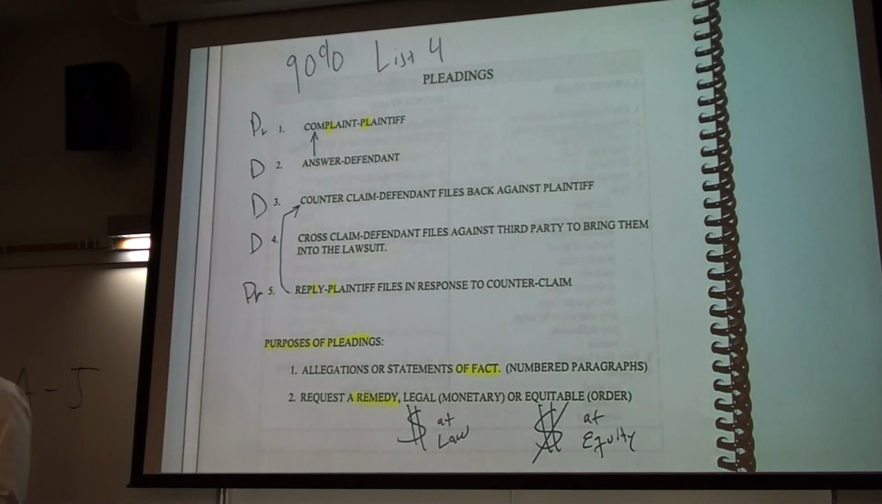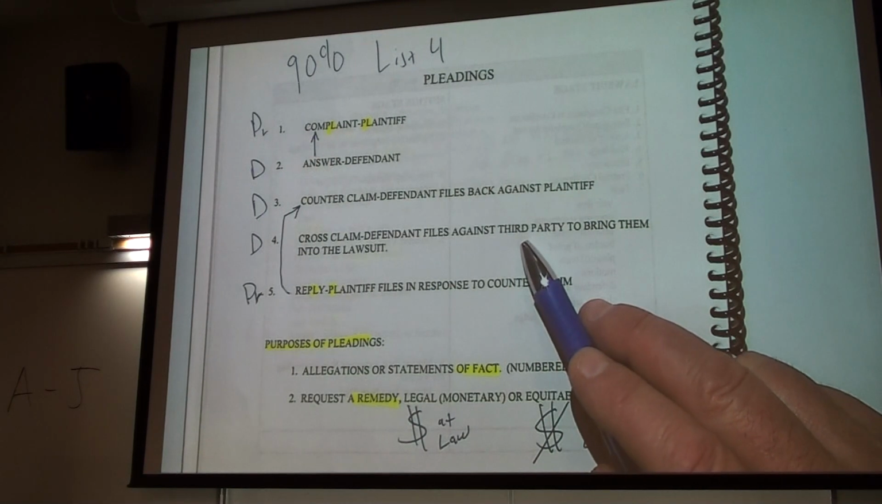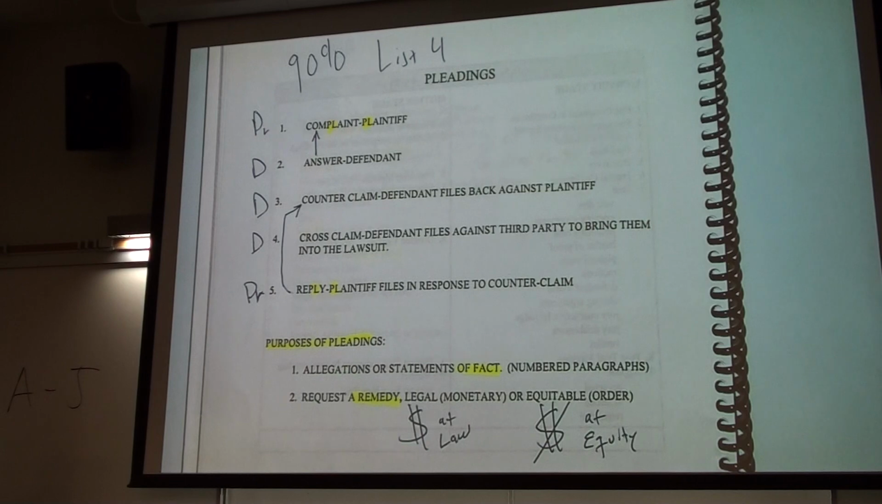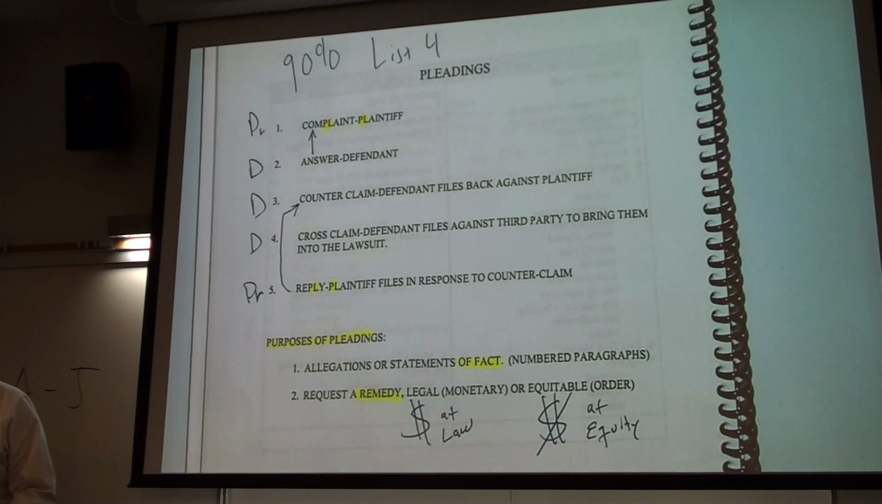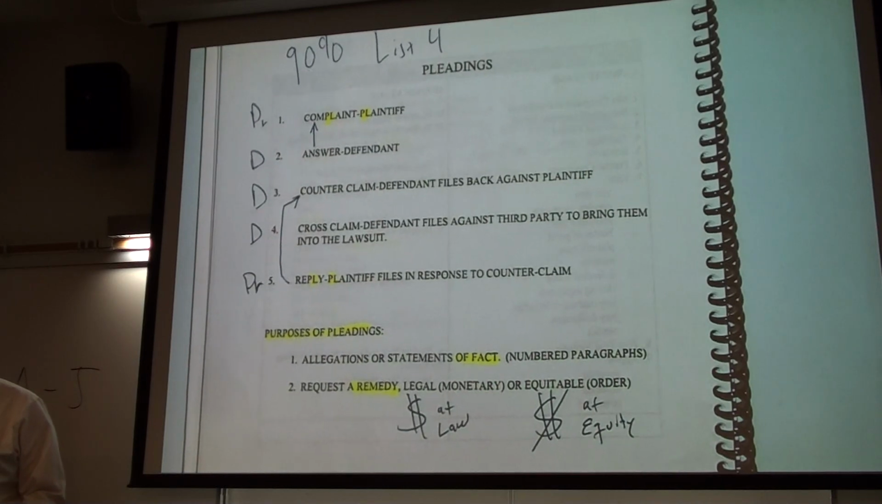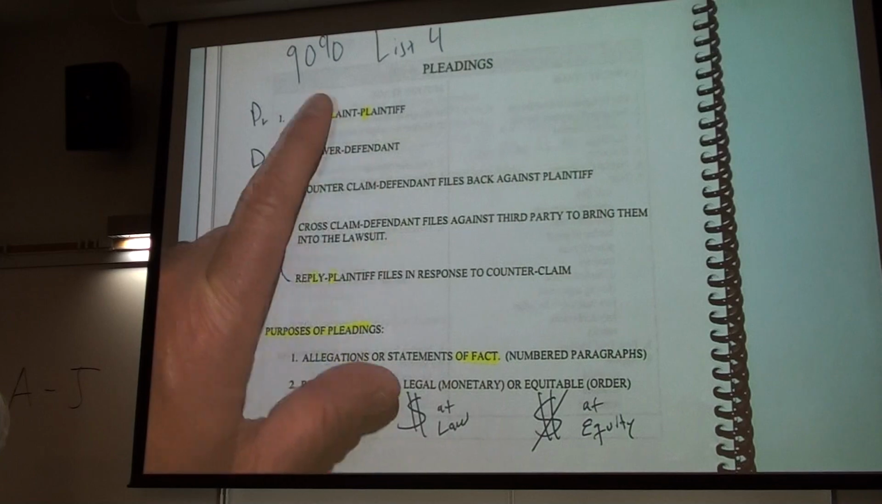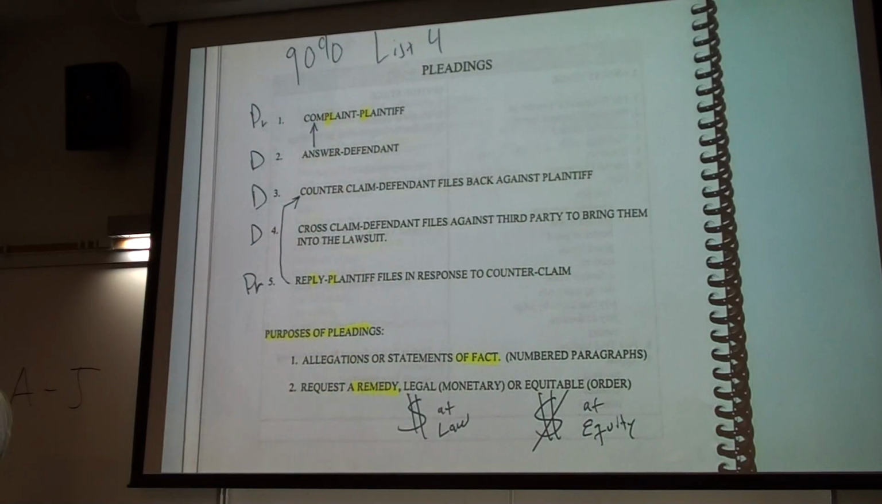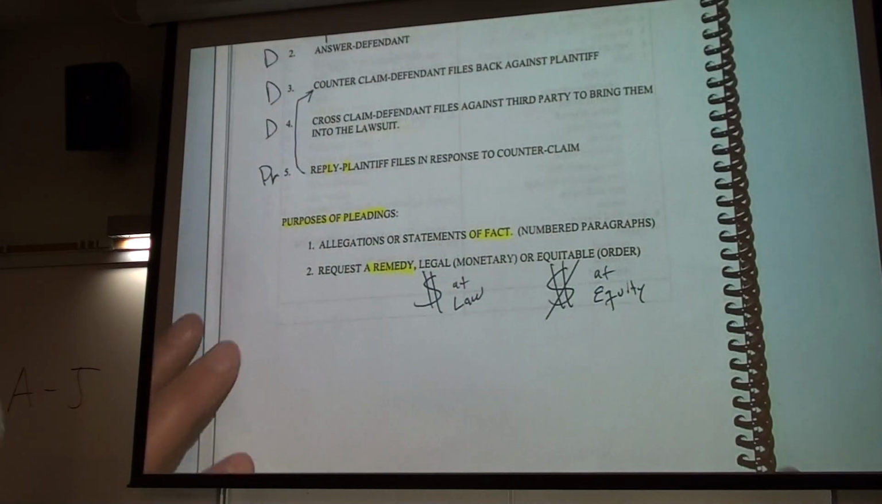Now there's another type of pleading, and this is called a cross-claim. This is where there is a third party that needs to be brought into the lawsuit because they share some responsibility or full responsibility for what happened, and they were not named in the original complaint. So the defendant wants to bring them in. Let me give you an example of what I'm talking about.